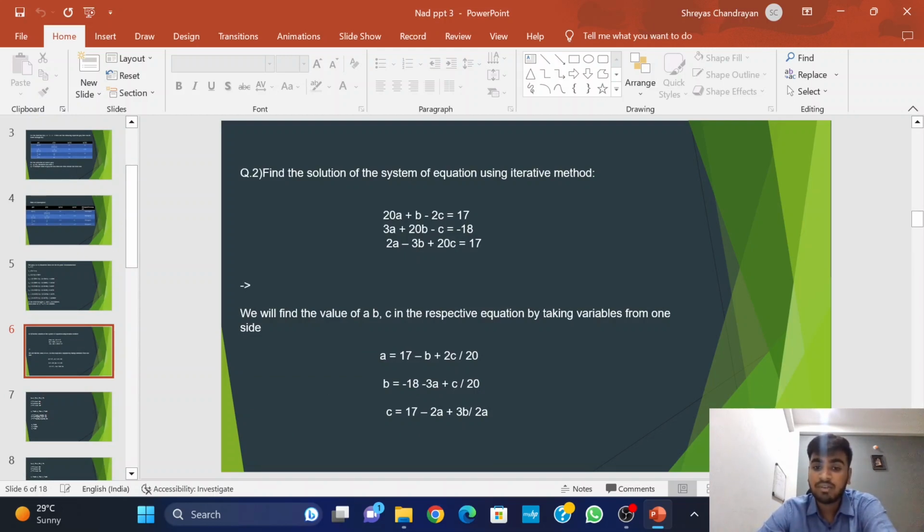So let's now see question number 2. Find the solution of a system of equations using the iterative method. The given equations are 20a plus b minus 2c is equal to 17, 3a plus 20b minus c is equal to minus 18, 2a minus 3b plus 20c is equal to 17. Now we will find the values of a, b, c in the respective equations by taking the variables to one side. So a is equal to (17 minus b plus 2c) by 20, b is equal to (minus 18 minus 3a plus c) by 20, c is equal to (17 minus 2a plus 3b) by 20.